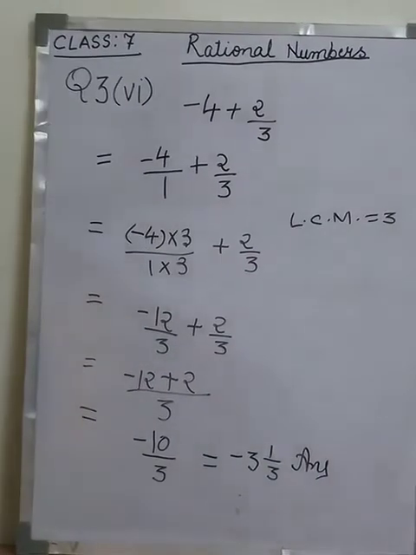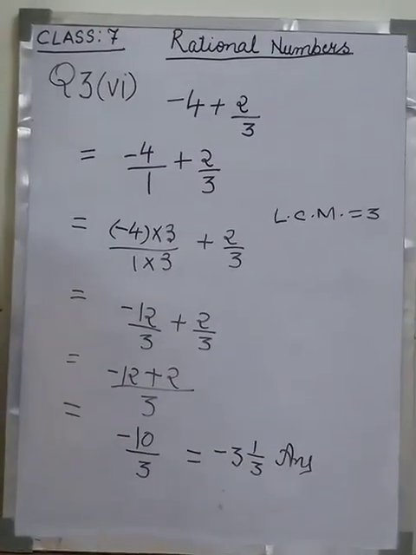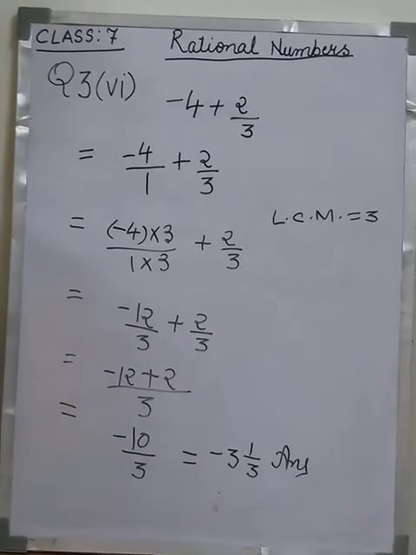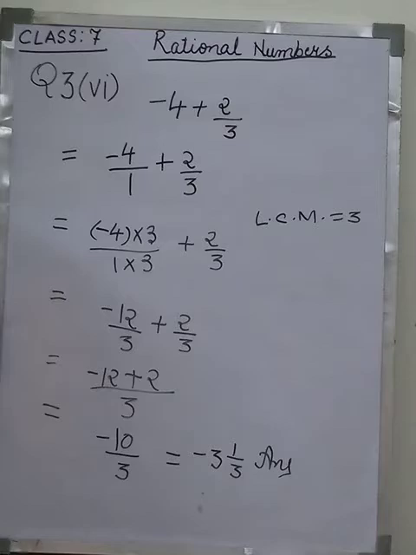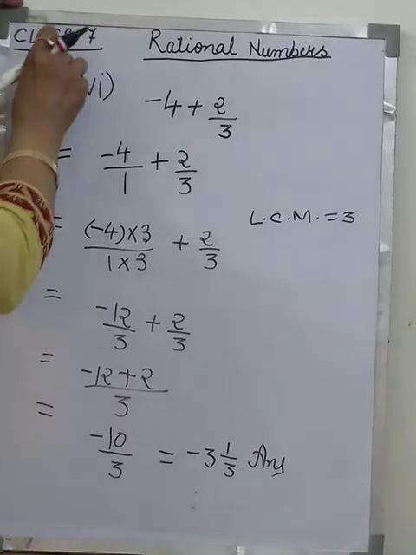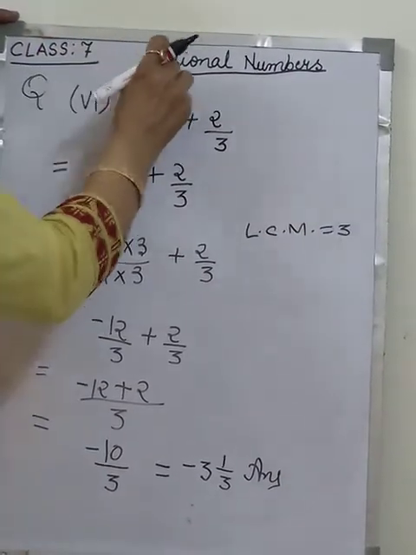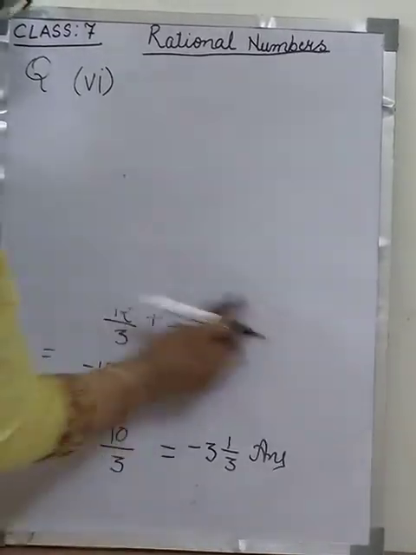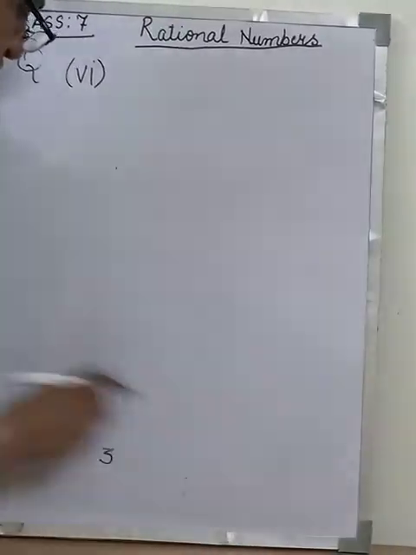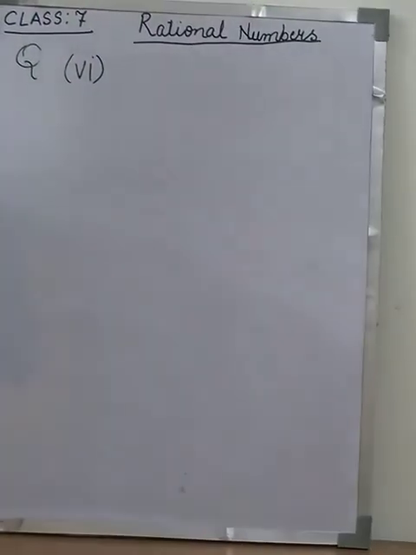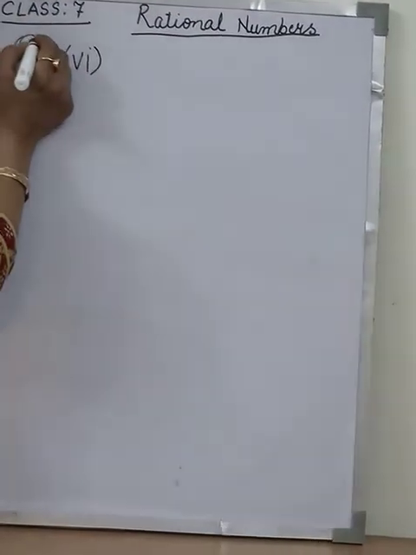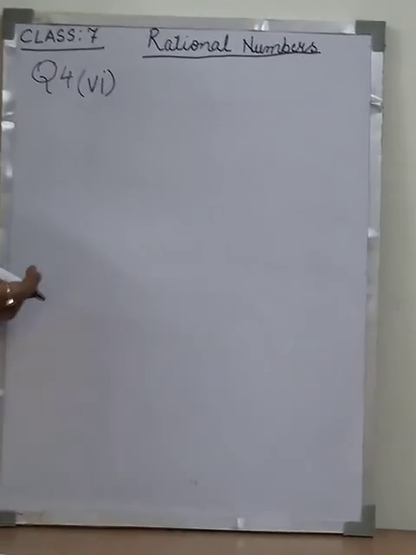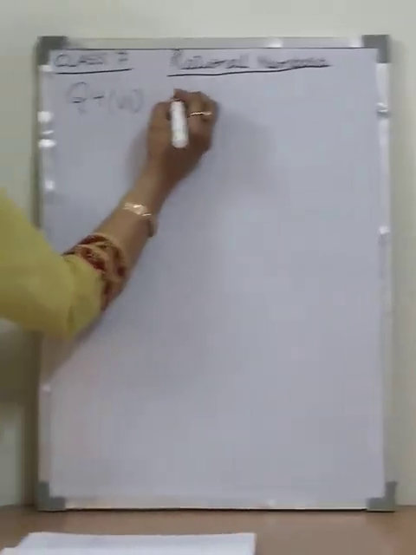Then question number 4, same type, we have to add. I'll do the last bit for you. Question number 4, that is the 6th part. Now instead of having 2 rational numbers, we have 3 rational numbers in question number 4. It does not make any change whether we have 2, 3, 4 or 5. We can add in the same way.